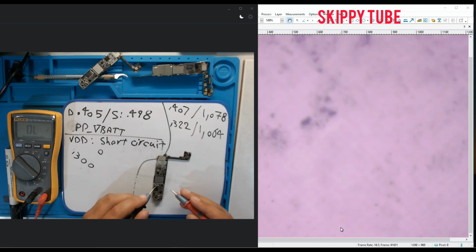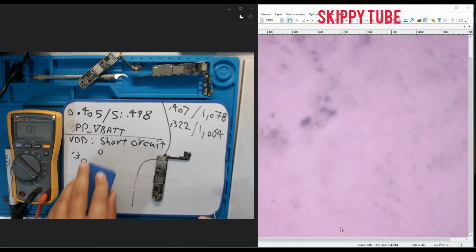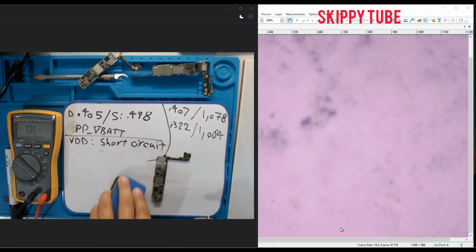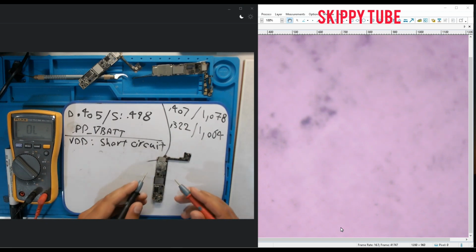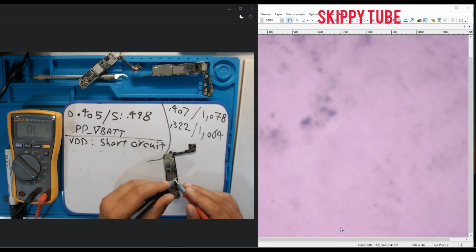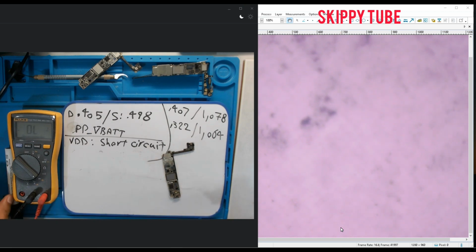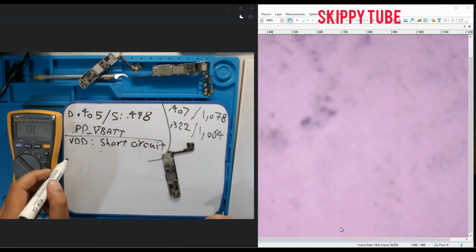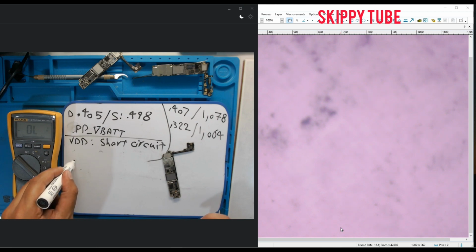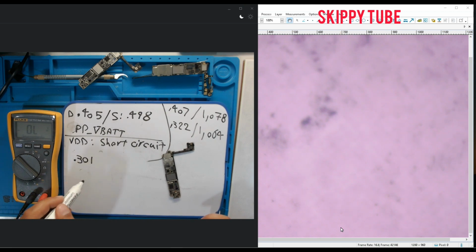First I want to check the 1.8 I/O. Okay, first I'm looking here and checking the diode value. It's showing 0.301. This is very important. Just have a look at what's happening in there. 0.301, this is the diode value.